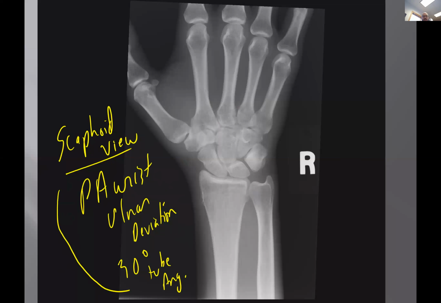P to A wrist, P to A ulnar deviation, and instead of shooting it right through the central ray, angle the central ray towards the elbow, 30 degrees. And it really elongates that scaphoid, makes it look really long, easy to see. But I'm with you. I'm not 100% about the scaphoid, but I do agree about the distal radius. Now, that little bump's normal. But I think you're right.